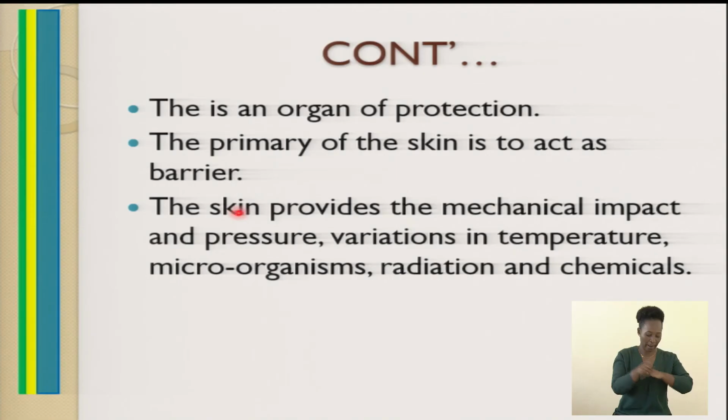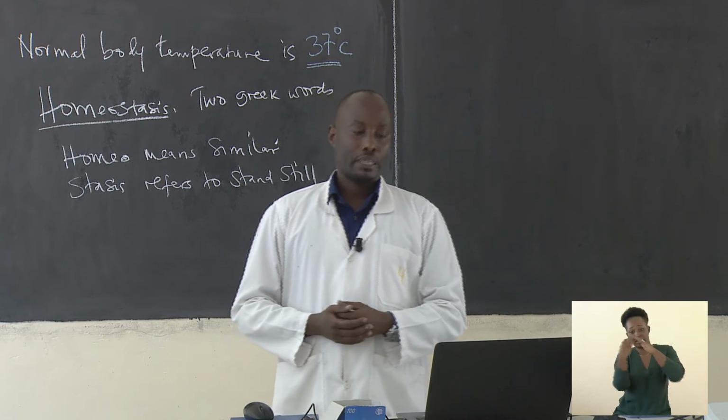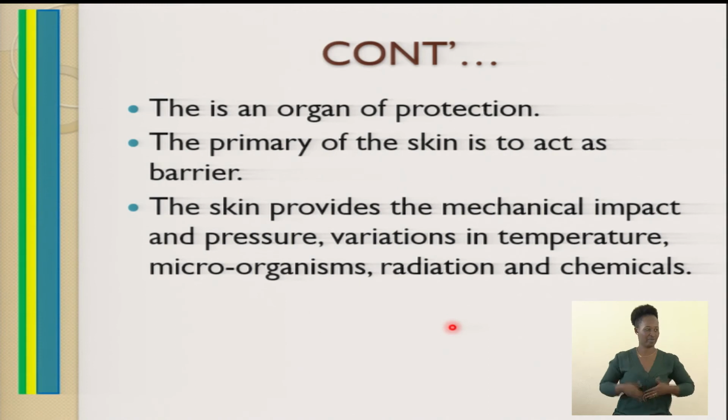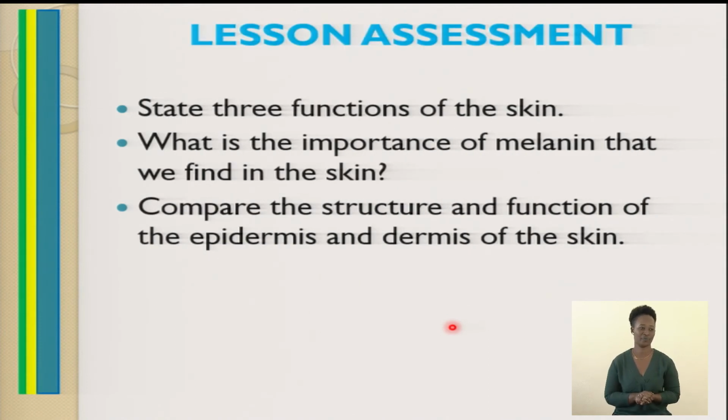The skin provides protection from mechanical impact and pressure, and variation in temperature. The temperature can vary in such a way. So microorganisms cannot enter. Radiations. That's why the sunlight cannot penetrate and enter into your skin. The skin is acting as a barrier to radiation. And even other chemicals. You can be in an environment where there are chemicals, but these chemicals cannot enter into your body.